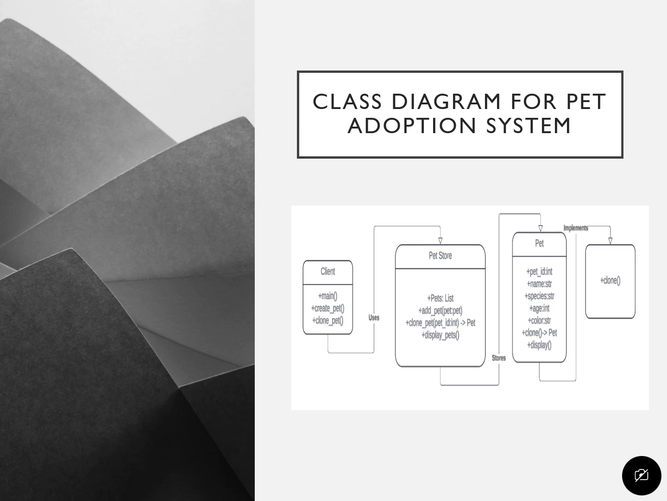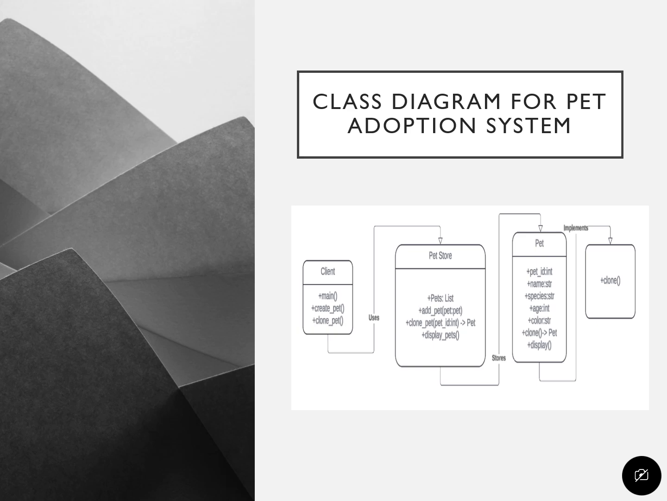Pet Store mainly manages the pets. The Pet Store acts as a container that holds a list of the pets. It provides methods like add pet, so they can add a new pet to the store. It can also give the option to clone pets, so it clones an existing pet based on its ID, and it also has display pets, which displays all the pets we have in the store.